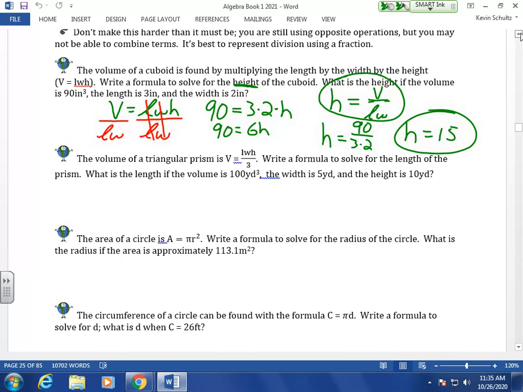The next one, the volume of a triangular prism is V equals length times width times height divided by 3. That's my mistake. I was actually thinking of a pyramid here. As we know in our math packets for this week, the volume is length times width times height divided by 2 for a triangular prism, not 3. So change that to a 2.